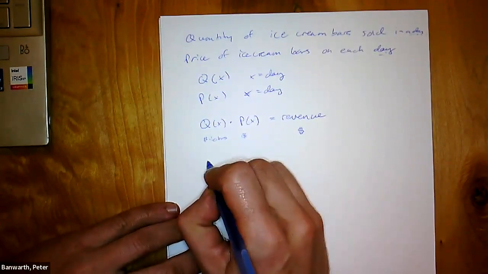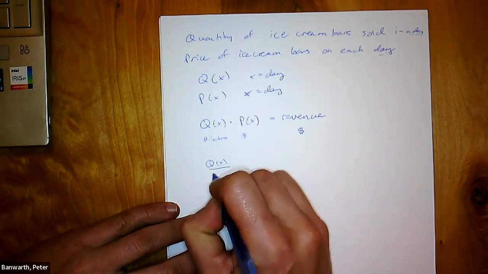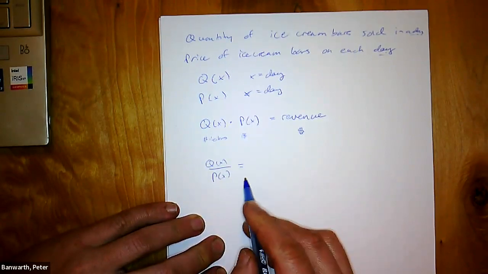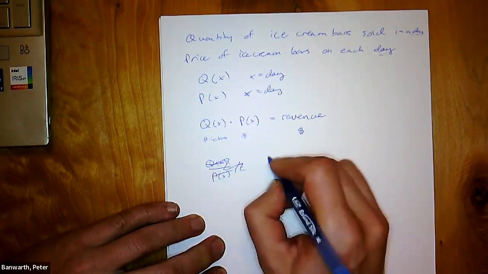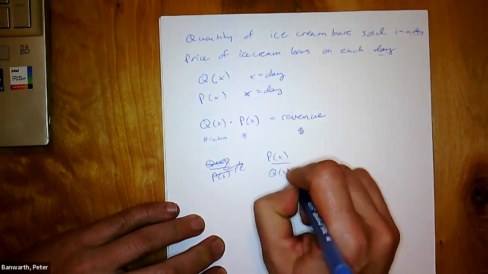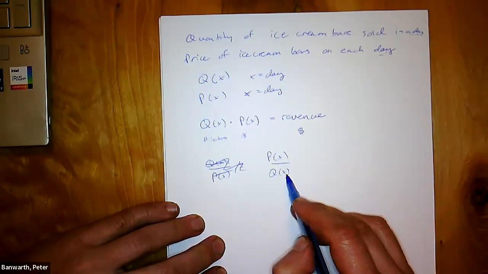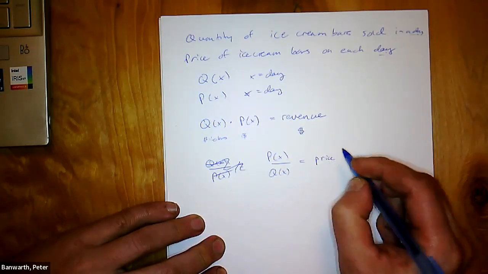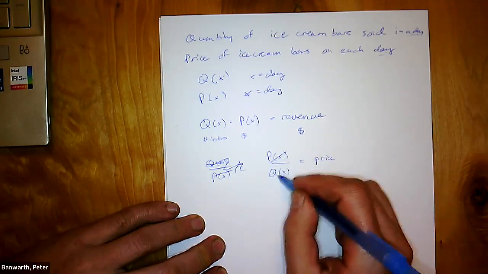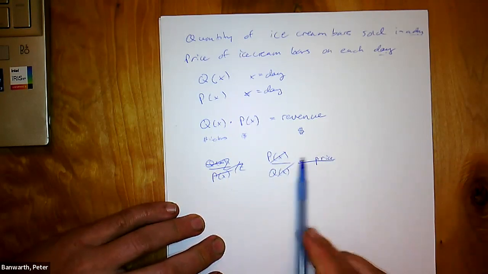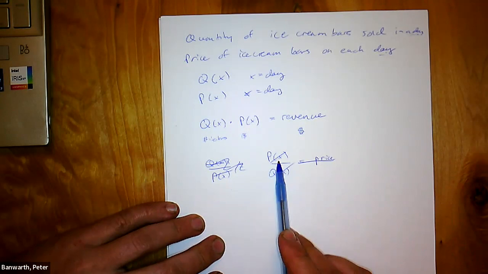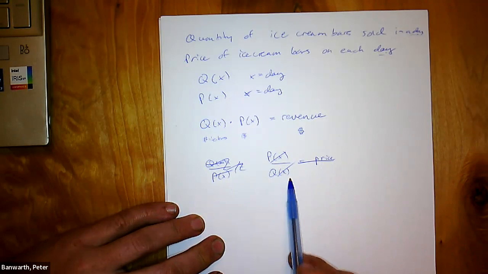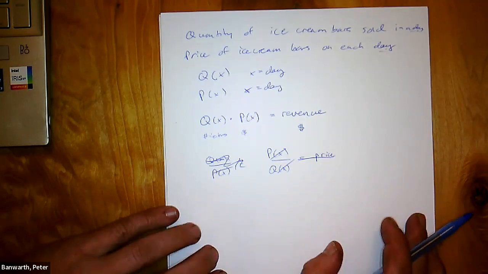Or you could look at Q of X divided by P of X. I'm going to write that the other way. P of X divided by Q of X. That's the price per, nope, that doesn't make any sense. Like I said, I'm going to make mistakes, but I stopped and thought about it. And the thing I want to reinforce is it does not always make sense to combine functions using addition, subtraction, multiplication, or division. You have to think about, does it make sense in the context of the question?